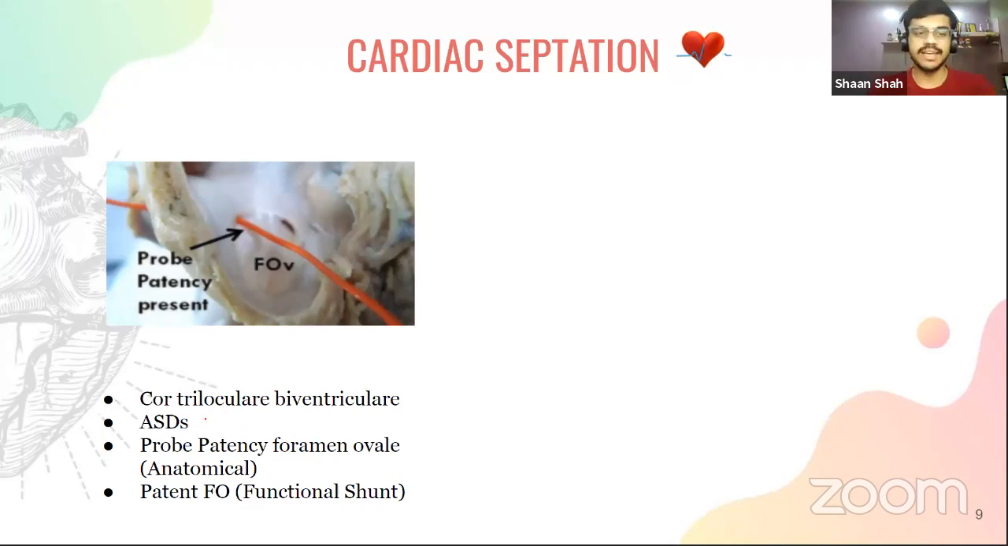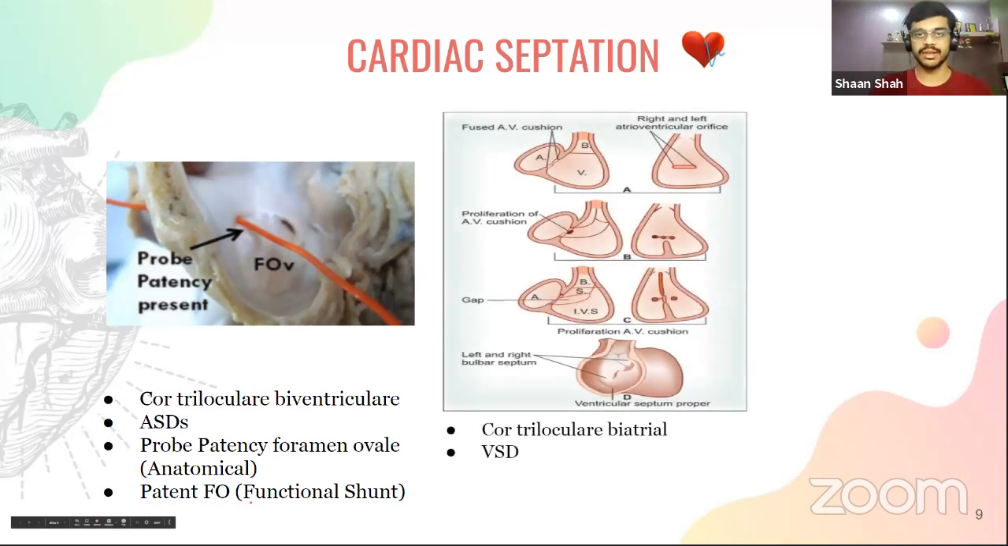Now there is something known as the probe patency of the foramen ovale, which means there is an anatomical passage of the probe, but there is no functional shunting of the blood in the child, and usually this closes. But if this fails to close and the foramen ovale is large enough, then there may be a functional shunt even in the newborn, which is known as patent foramen ovale.